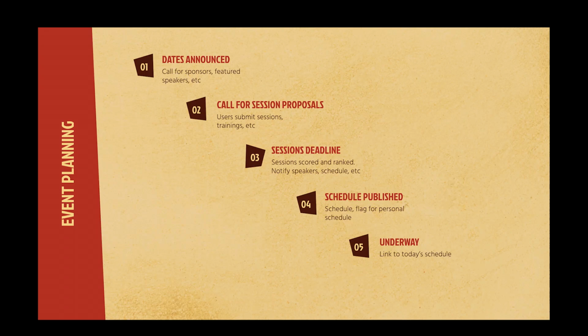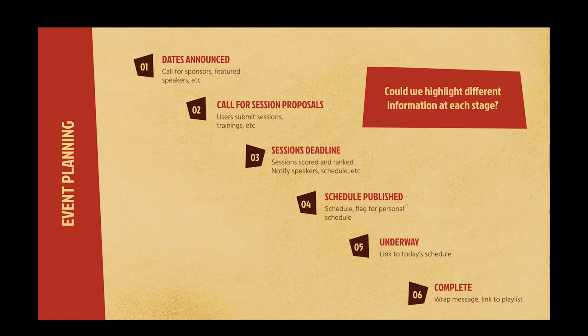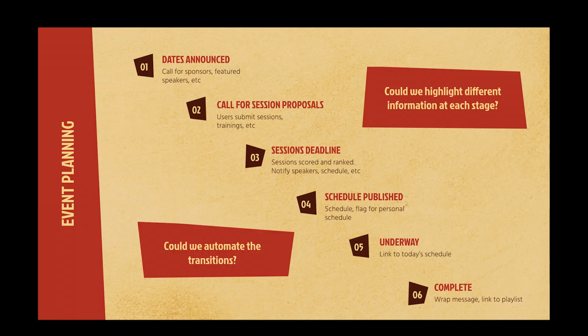Oftentimes there are some changes to the site once the actual camp has started, so you might do things like link to the current day schedules and so on. And then finally, once a camp is complete, posting wrap-up messaging, maybe linking to a video playlist, some of those kinds of things as well. And so I got thinking, if we can say that these are generally a pretty good fit for most Drupal camps or similar events, then is there predictably different information that we want to highlight at each of these stages? And also, could we automate the transitions between each of these?